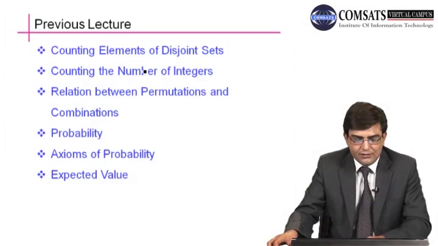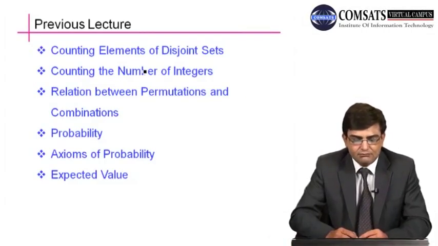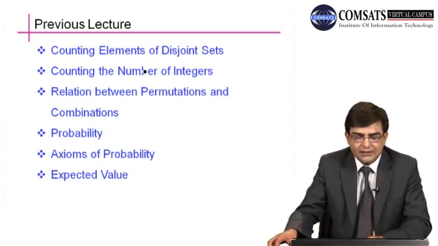In the previous lecture we finished counting rules and discussed some basic topics of probability, in which we studied counting elements of disjoint sets, how to count the number of integers, the relationship between permutations and combinations, probability, and the axioms of probability.